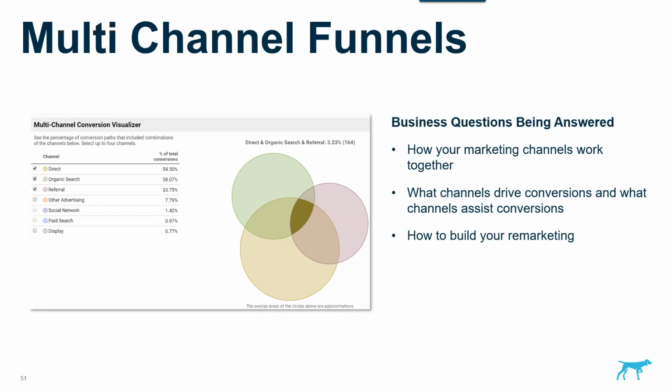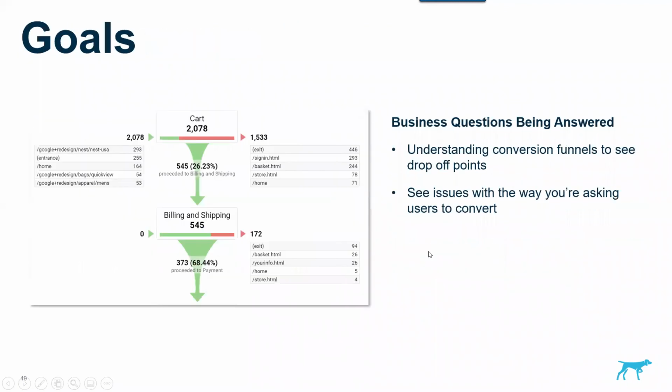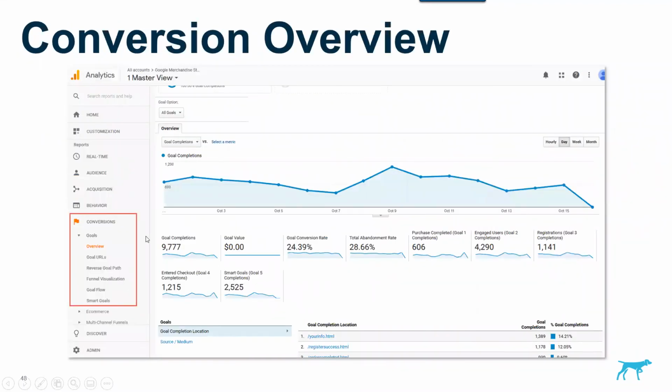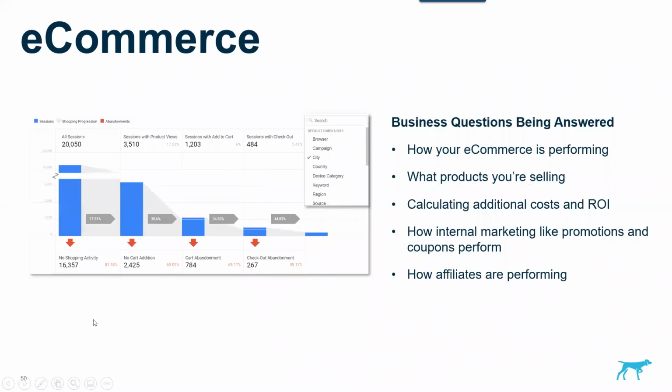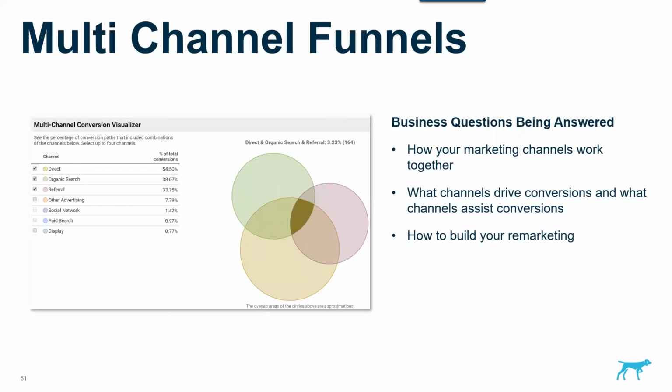Next up is multi-channel funnels. So if I go back again, a couple of screenshots. The last section under conversions is multi-channel funnels. If you open it up, this is kind of the multi-channel conversion visualizer. It's like all the overview kind of reports. It's interesting to understand how your different channels are working together, what the overlap rate is, how many different channels users are interacting to convert, and so on.